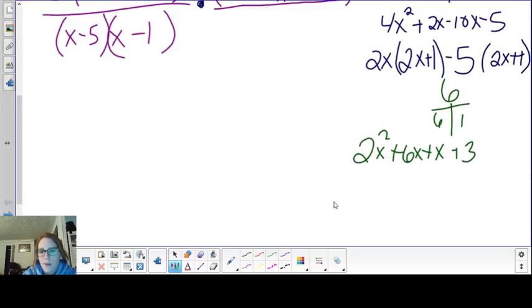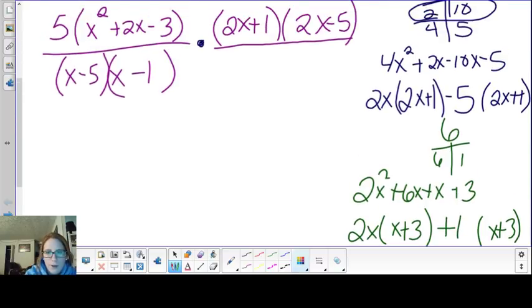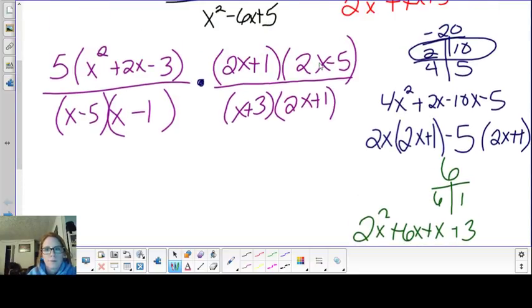So what divides out of this? I can take it out of 2x. I'm left with x plus 3. Leave a little space, write x plus 3. x divided by x is 1. So my second denominator is x plus 3 times 2x plus 1. And then we get to start canceling stuff out.